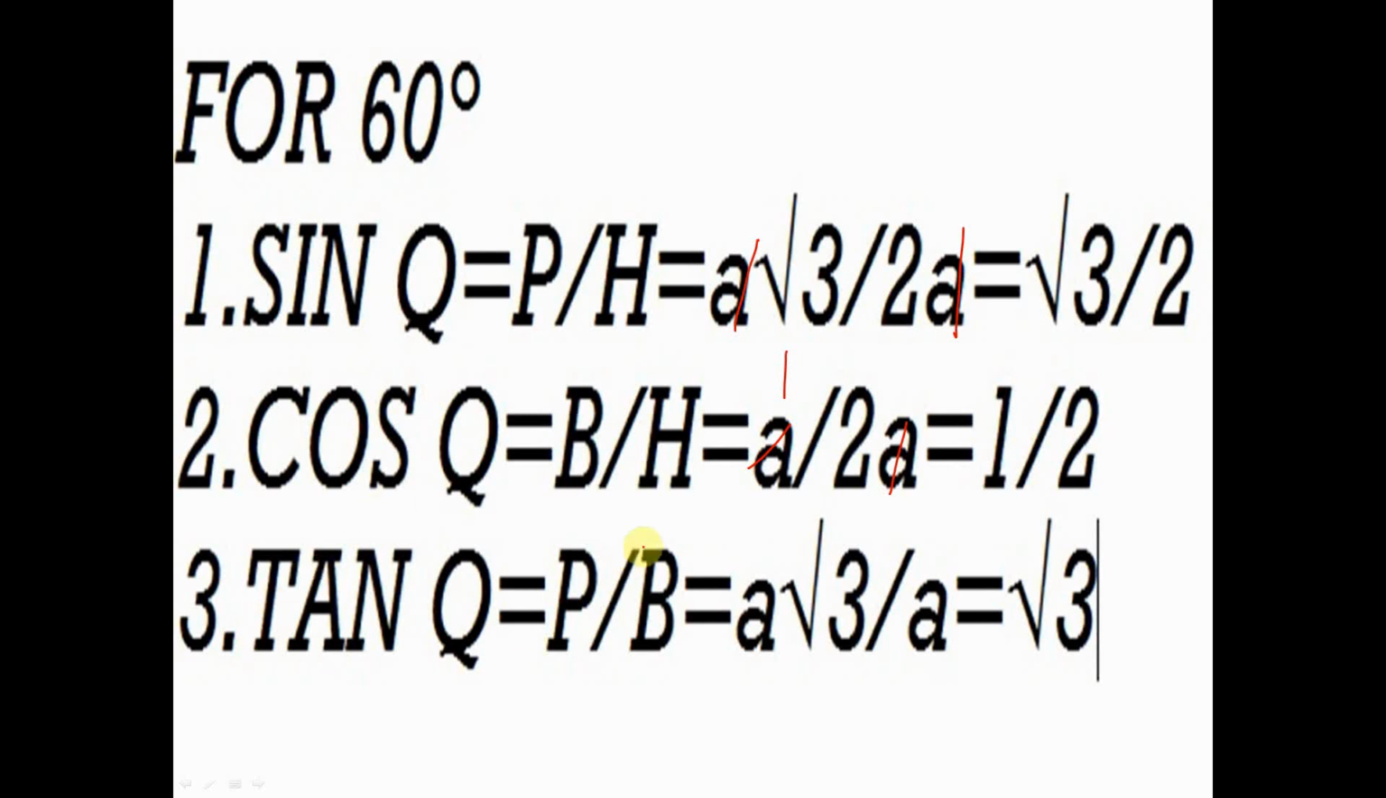Now third, tan theta, P by B. P value is A into root 3. We can say A root 3 by A. A cut. Here remaining 1, but in denominator we cannot write 1. So the value of tan theta for the 60 degree is only root 3.